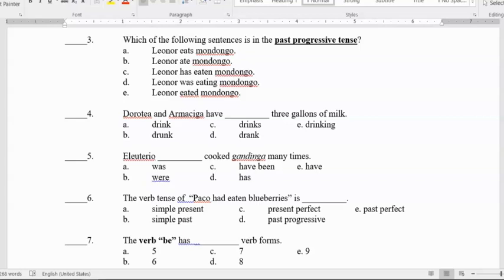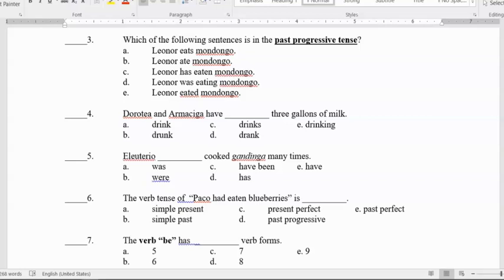Now, letter B says Leonor ate mondongo. Simple past, very good. Simple past, only one verb, right? And it expresses an idea of something that was done before now. What about the letter C? Has eaten. Present perfect, very good. All right, so this is something that I need you all to brush up on, all right? So letter A is simple present, letter B is simple past, letter C is present perfect, letter D is what? Very good. Was makes it past, and since the main verb ends in ing, we know it's progressive.